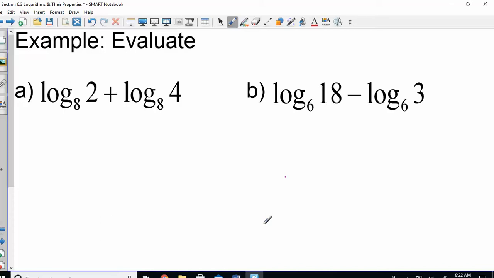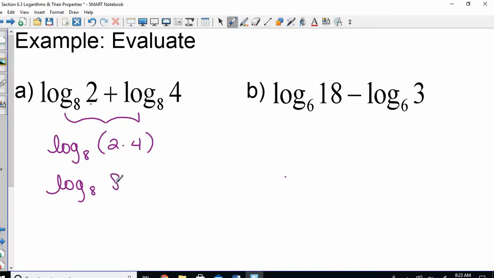So this problem, there are a couple ways to do it. We talked yesterday about what the meaning of a logarithm is. So log base 8 of 2 is like saying 8 to what power equals 2. And you might know that. We could also use our properties. If these logs are added together, we can combine them into 1 by doing what with the 2 and the 4? Multiplying. So I get log base 8 of 8. That's like saying 8 to what power equals 8? 1.